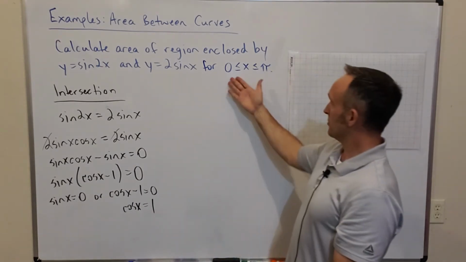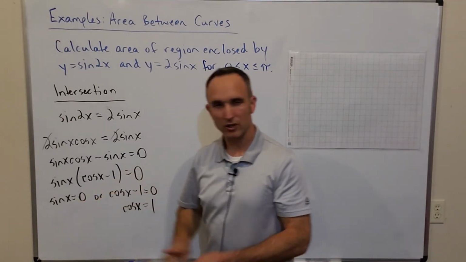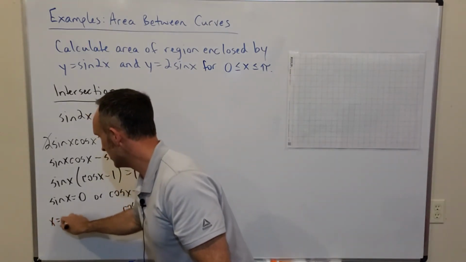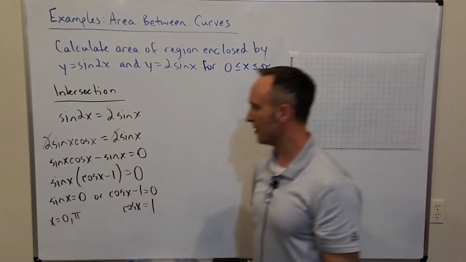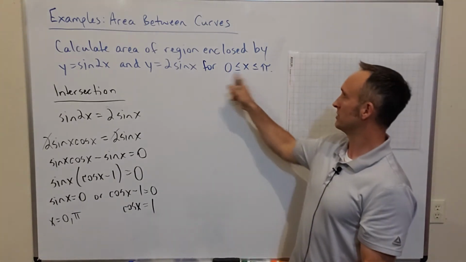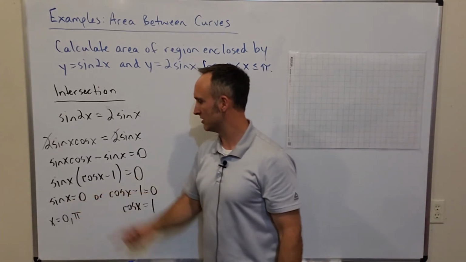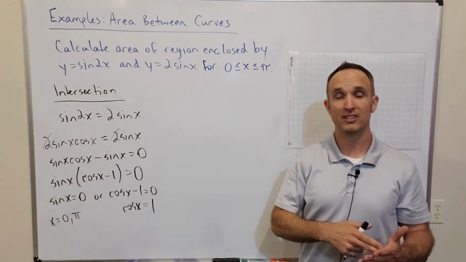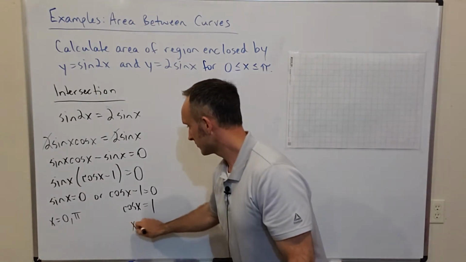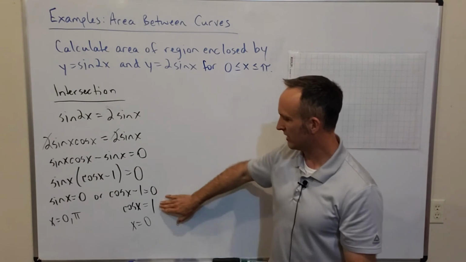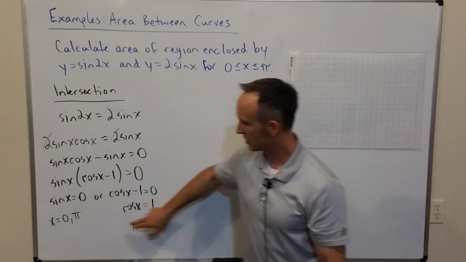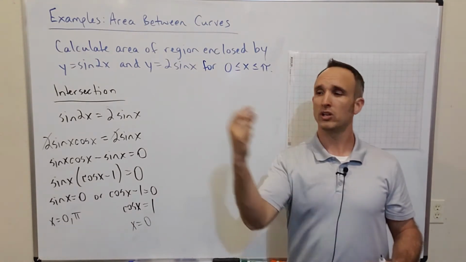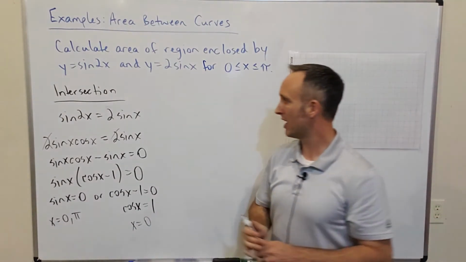So when we're looking from 0 to pi, where is the sine function equal to 0? Well, that's true whenever x is 0 and whenever x is pi. So there's two angles from 0 to pi where the sine of x is 0. Cosine of x is 1 whenever your angle is 0. And so this doesn't actually give us another point of intersection. We've already got x equals 0 over here. So we've got 2 points of intersection. One occurs at 0, one occurs at pi.